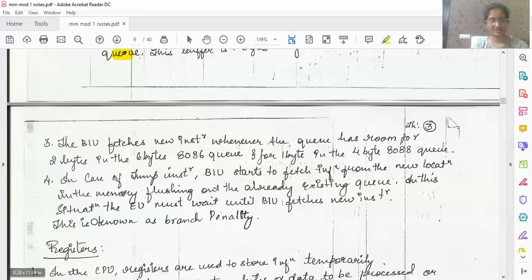Now, this process is called branch penalty. Okay, there is something called branch penalty. Whenever your 8086 comes across a jump instruction, your BIU is forced to flush out all the instruction queue, and the new set of instructions will be loaded into the instruction queue. Okay.